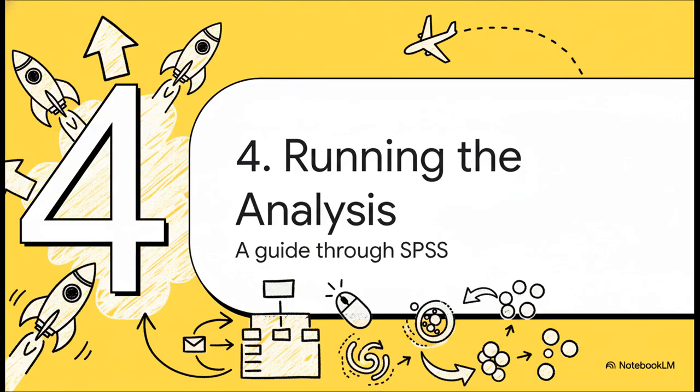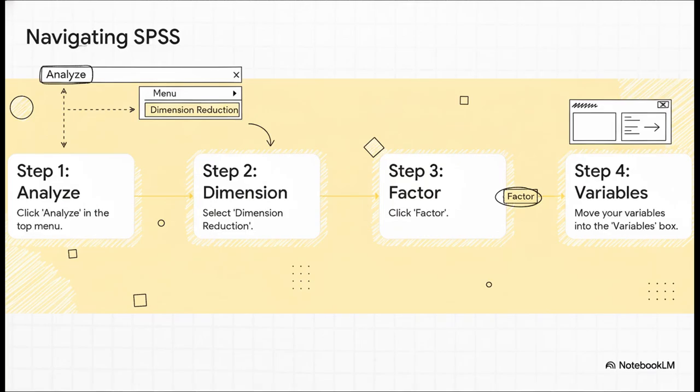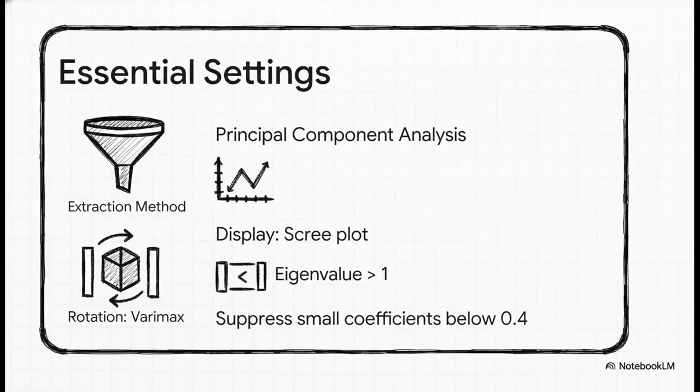So let's get into SPSS and walk through the exact steps to get this thing running. It's actually pretty straightforward. You're going to go up to the top menu, click Analyze, then head down to Dimension Reduction, and from there, just click on Factor. A new window will pop up, and you just have to move all the variables you want to analyze into that variables box.